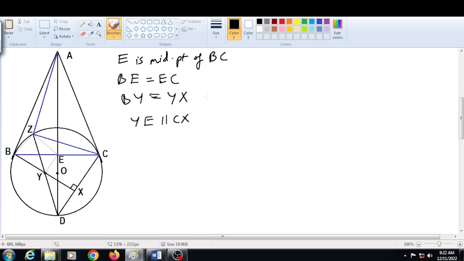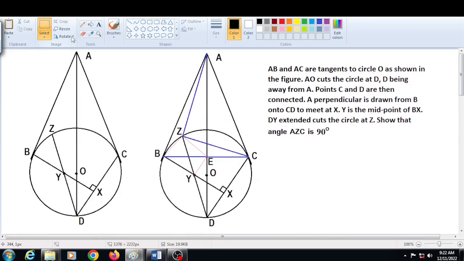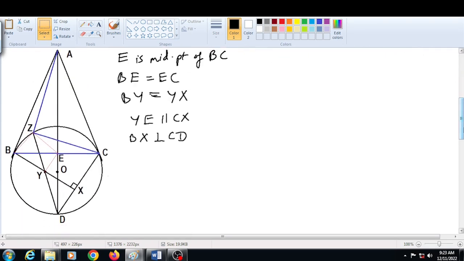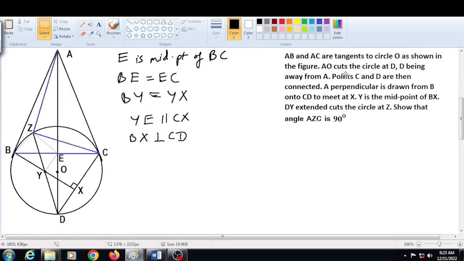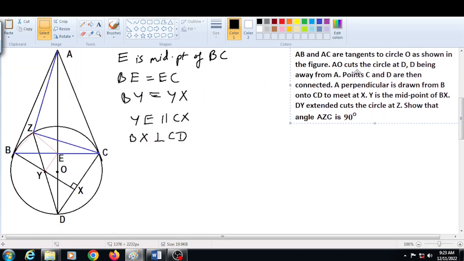Now since BX is perpendicular to CD, which is given in the problem statement, let me see if I can keep the problem statement at a certain corner, if it is possible. Yes, alright, fair enough. So this is the problem statement over here.